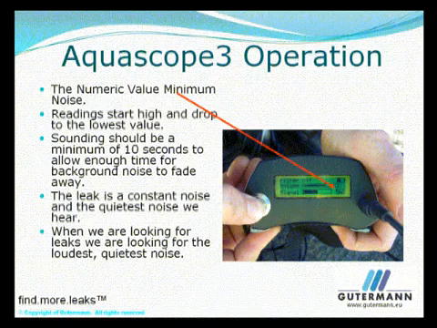The minimum noise profiling on the Aquascope 3 latches to the quietest noise to enable the operator to quickly reference the quietest noises. In order for these quietest noises to be accurately referenced, each reading should be for a minimum duration of 20 seconds or sufficiently long enough for passing noises to pass.